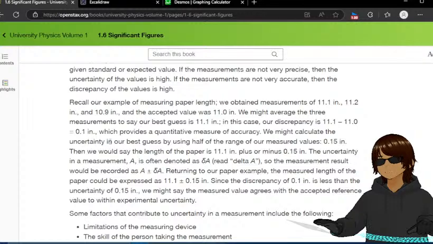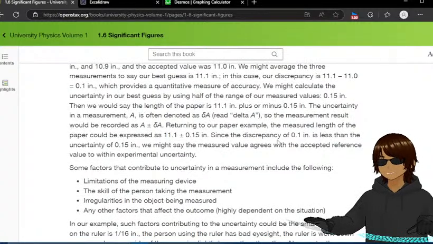We might calculate uncertainty in our best case by using half of the range of our measured values. So the range was 0.3, half of it is 0.15 inches. Then we would say the length of paper is 11.1 inches plus or minus 0.15 inches. The uncertainty in measurement A is often denoted as delta A. So the measurement result would be recorded as A plus or minus delta A. Returning to our paper example, the measured length of the paper could be expressed as 11.1 plus or minus 0.15 inches.